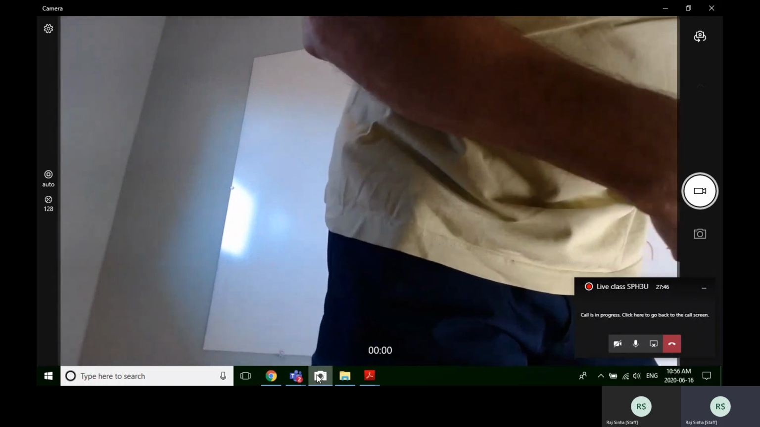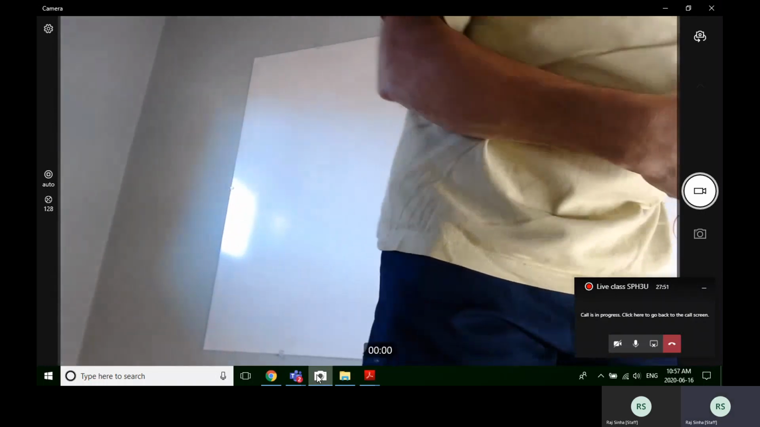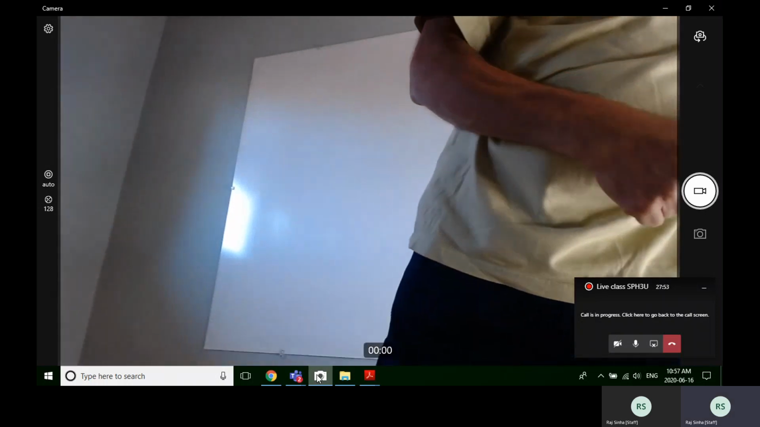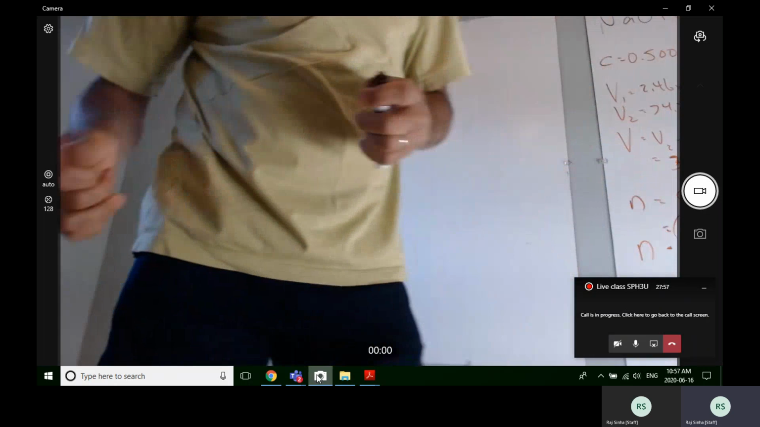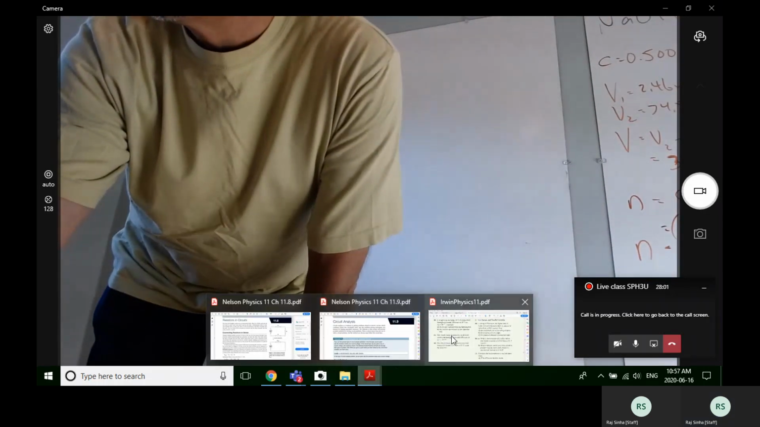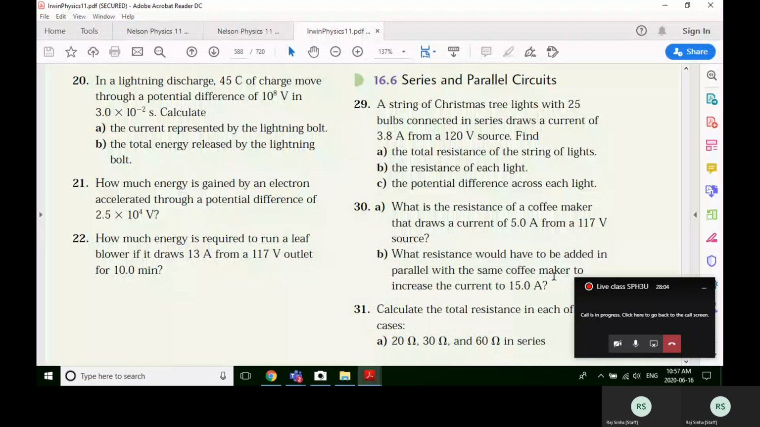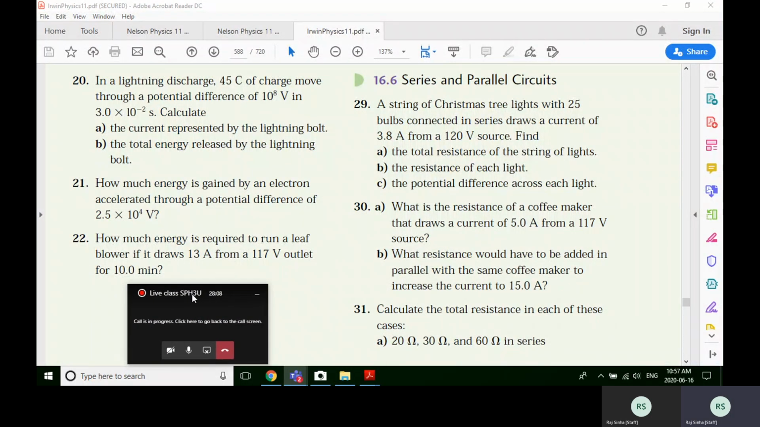Let's look at 31, 32, 33. So 31 says calculate the total resistance in each case if I have 20, 30, and 60 ohms in series. So I've got these three resistors in series.